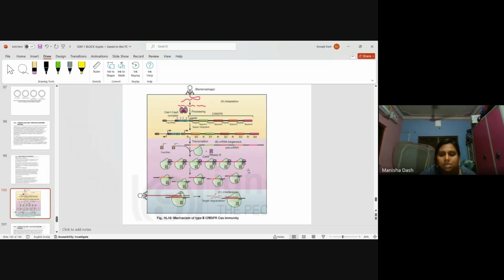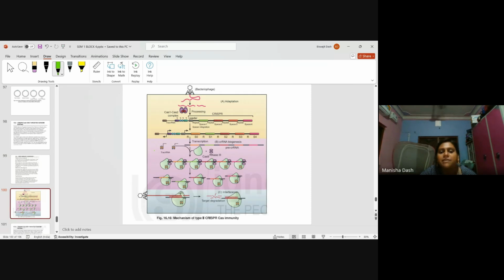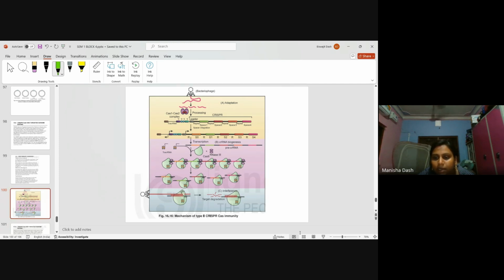So first let's understand what CRISPR is. CRISPR stands for clustered regularly interspaced short palindromic repeats. This is a defense mechanism in bacteria. As you know, bacteria can be infected by bacteriophages. The bacteriophage, as you see here, will infect the bacteria and insert its genome here. So usually the bacteria has a defense system which can degrade the phage genome.